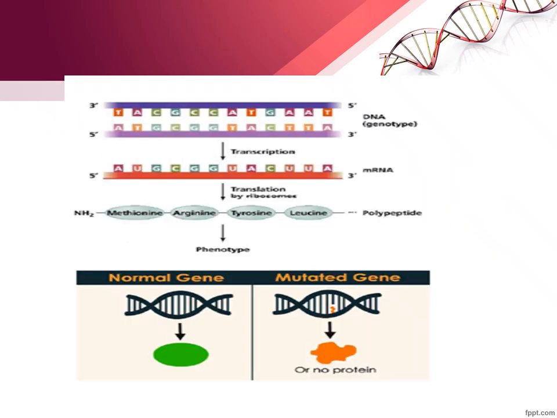Here we can see these pictures. We have transcription to the messenger RNA, then coding to the amino acids. Then the amino acids make a polypeptide, then a protein. And here we can see the normal gene and the mutated gene.